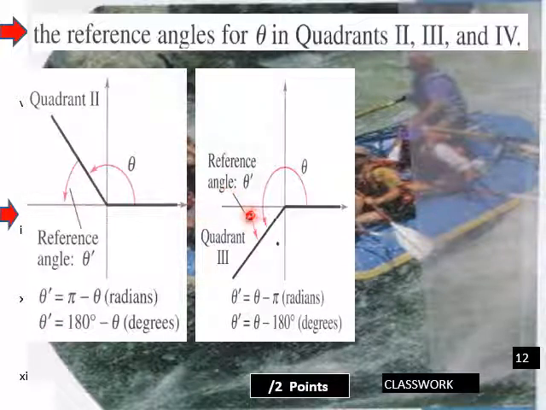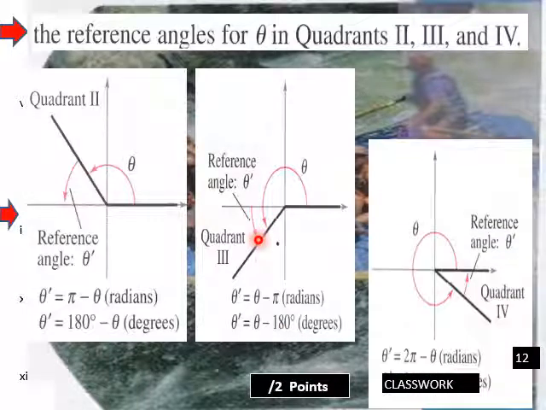And then in this situation here, where your terminal side is in quadrant 3, your reference angle, theta prime, would equal theta minus pi. So this would be your pi here. So theta minus pi would be your theta prime. And then theta prime would equal theta minus 180 degrees. So another way of getting your reference angle would be subtracting 180 from your total angle theta, and that would give you your theta prime here.